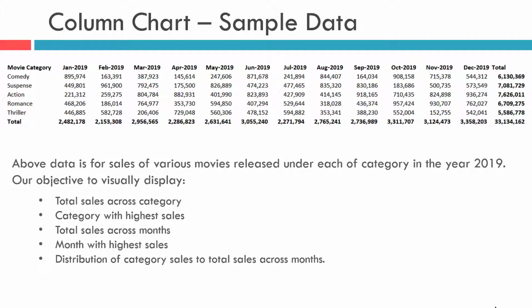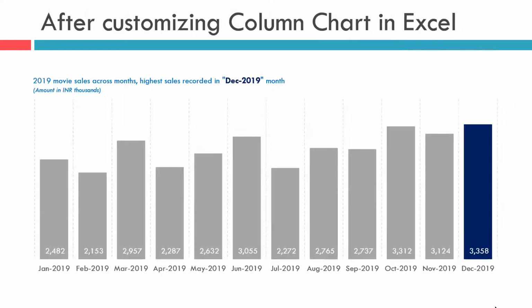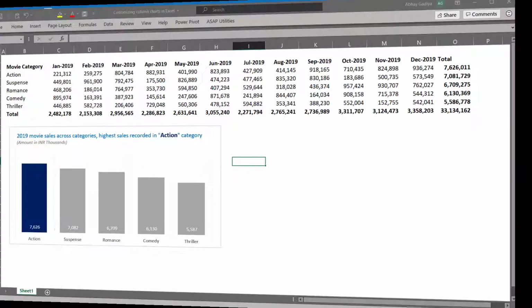We have this sales data for movies from different categories across various months of 2019. In this video, we will be creating a chart showing total sales across various months of 2019 for movies from all the categories together in that particular month. In this chart also, we will be making a lot of changes to the default chart created by Excel so that the chart looks like shown here on the screen. So let us quickly have a look at the steps to be performed in Excel to create this chart.